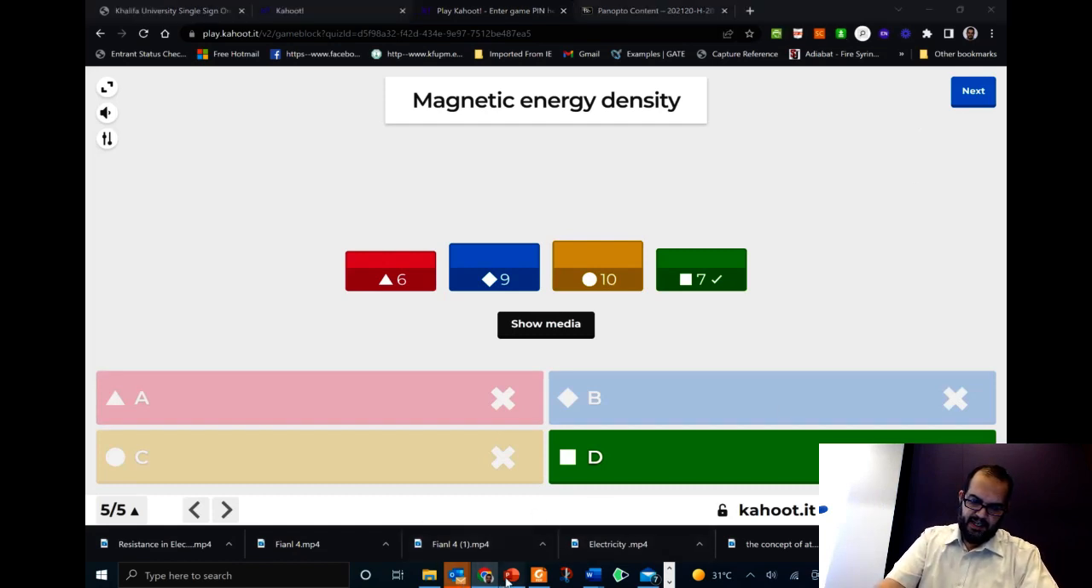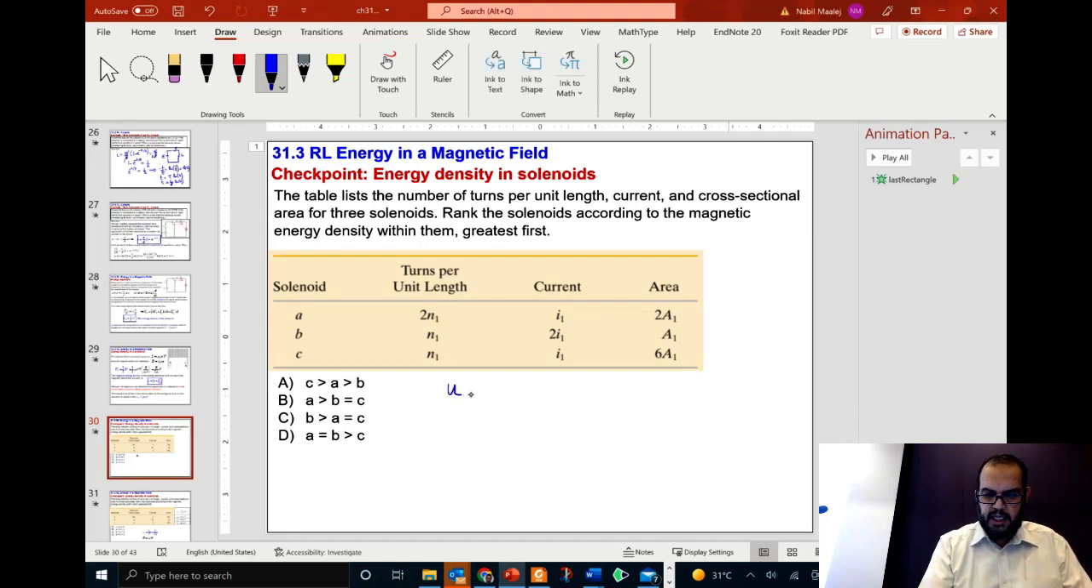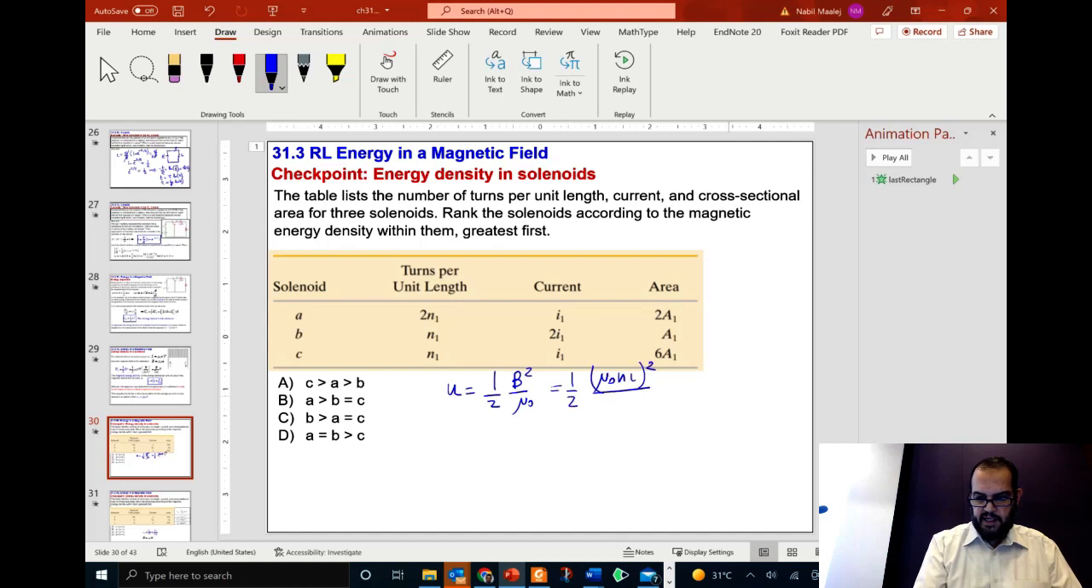Okay, let's see. Here we just use the equation. This is not something you can just figure out without writing the equation, huh? So what did we say? We said the energy density is 1/2 B squared over mu 0. What is B for a solenoid? B is mu 0 n I. So this is going to be 1/2 mu 0 squared n squared I squared divided by mu 0. So it becomes 1/2 mu 0 times n squared times I squared.